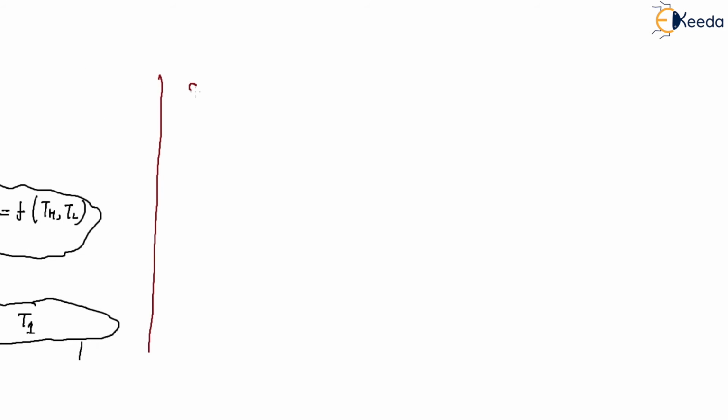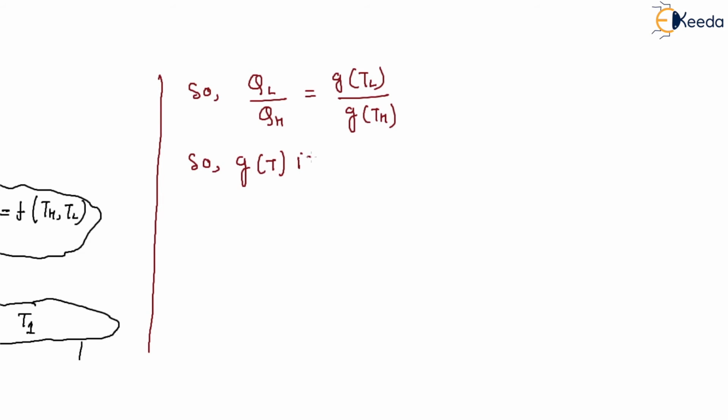Now, what is that? QL by QH is equal to g(TL) by g(TH). So g is the function of T, any function of temperature, like anything, like e to the power T or anything.